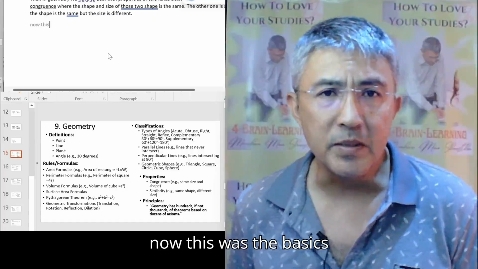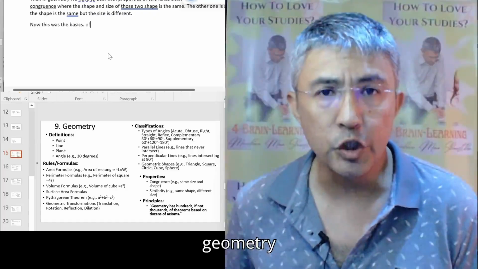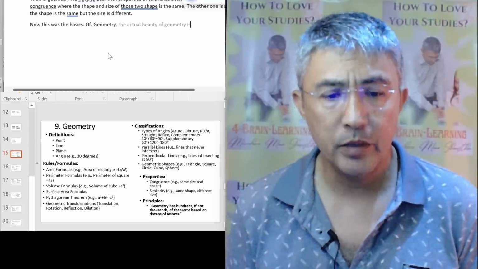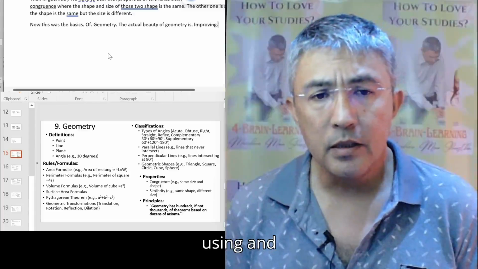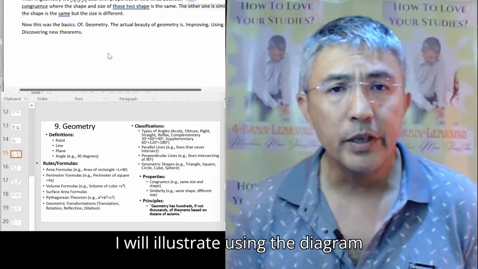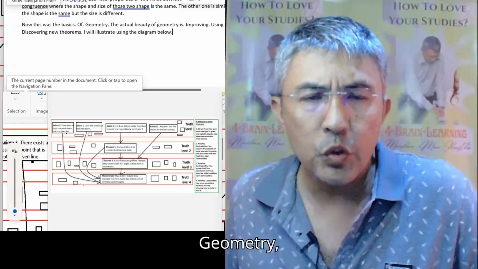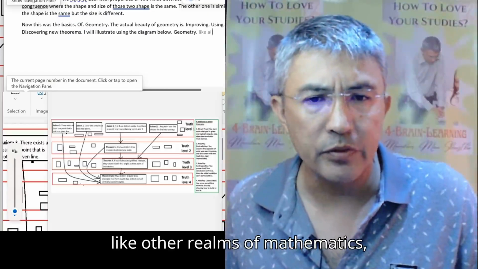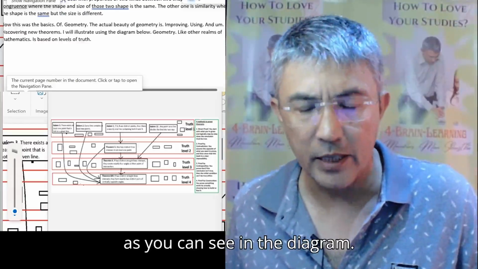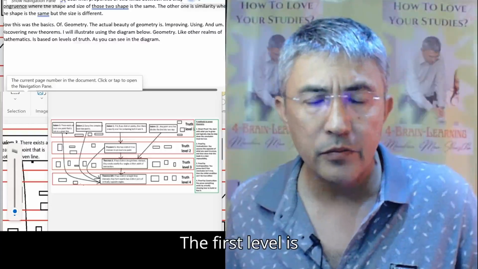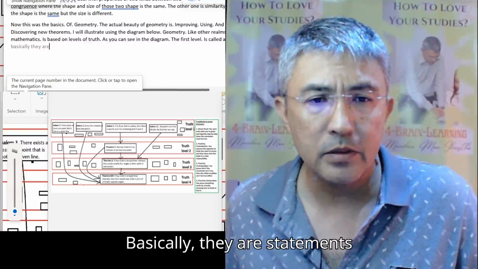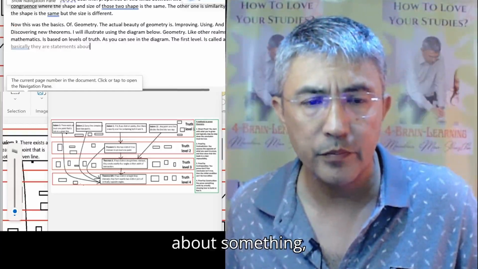Now, this was the basics of geometry. The actual beauty of geometry is in proving, using, and discovering new theorems. I will illustrate using the diagram below. Geometry, like other realms of mathematics, is based on levels of truth, as you can see in the diagram. The first level is called axioms. Basically, they are statements about something.